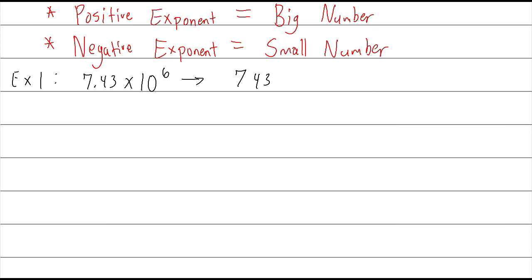If I move it to the left, I end up with a really small number, point something. But if I move it to the right 6 times, I end up with 7, 4, 3, and put some zeros to fill in those blanks. I like to put little scoops because then I can put zeros in those scoops. That moves the decimal. So that gives me 743 with 4 zeros. In other words, that's 7,430,000. A big number, right?